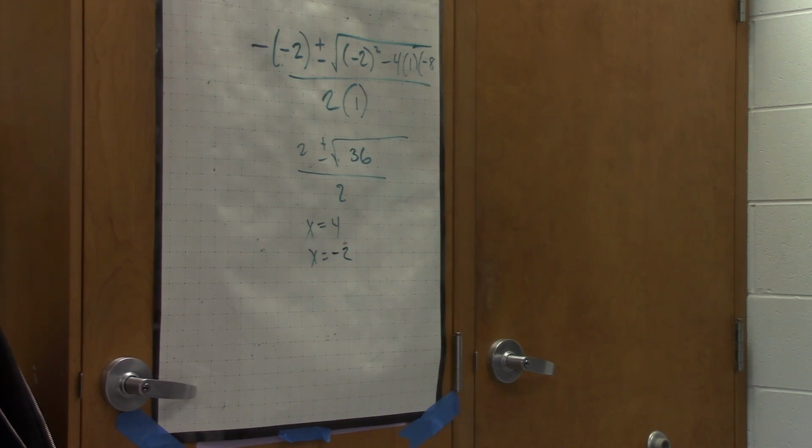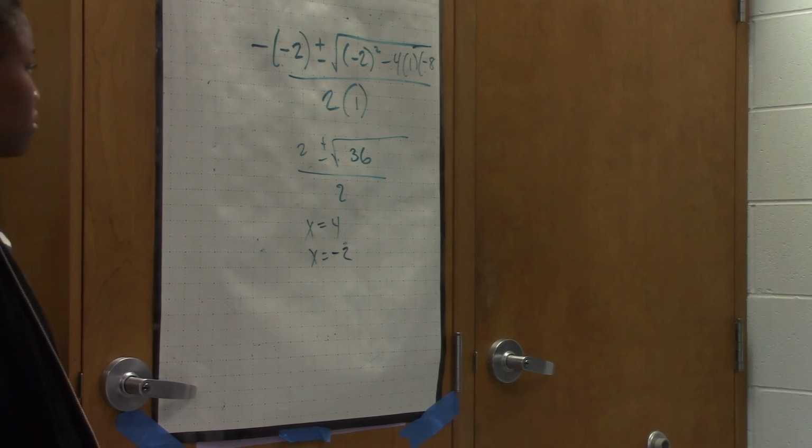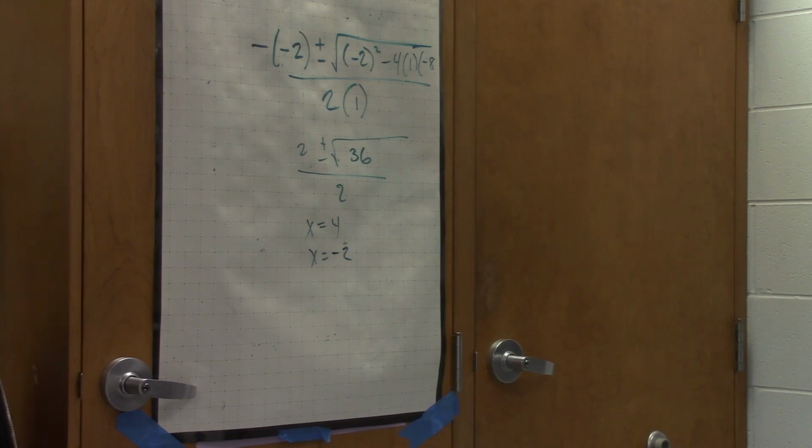Okay. So looking at this, what method did Damon use? Quadratic. Quadratic formula, right? Negative b plus or minus the square root of b squared minus 4ac all divided by 2a. Now I want to highlight a couple of things that I really like about what Damon did.